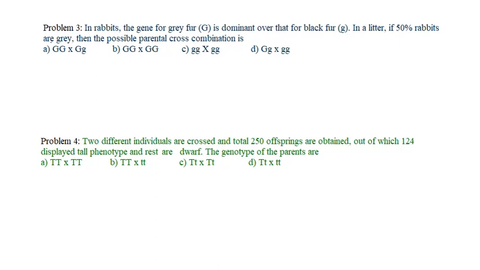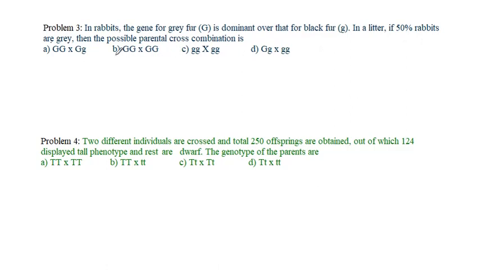In this lecture, we are going to discuss two problems based on finding the genotypes of the parents. In problem 3, it is stated that in rabbits, the gene for the grey fur is dominant over that for black fur. In a litter, if 50% rabbits are grey, then the possible parental cross combination is. We have to choose the correct option. Now 50% rabbits are grey, this means the rest of the rabbits, that is 50%, are black.